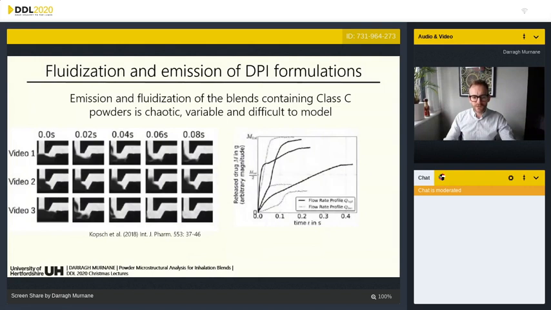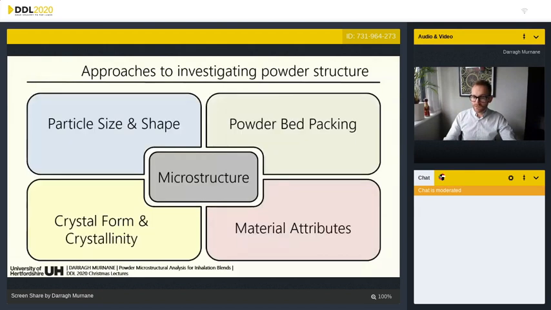But when we move on to Lactohale 200, this is a material that has a high proportion of fines caught up in the large carrier lactose as well. We can see that with the addition of these small amounts of class C powders into that large carrier lactose, the emptying, the fluidization, and the aerosolization of that carrier lactose becomes very chaotic, it's very variable, and it's very difficult to model. So we can see the differences here between three different emptying profiles. And we see that here in these videos as well. There's very poor reproducibility of the emptying between video 1, video 2, video 3.